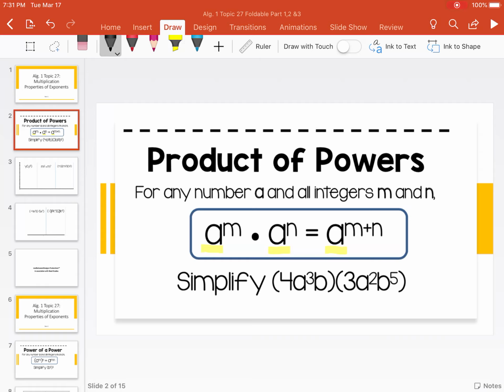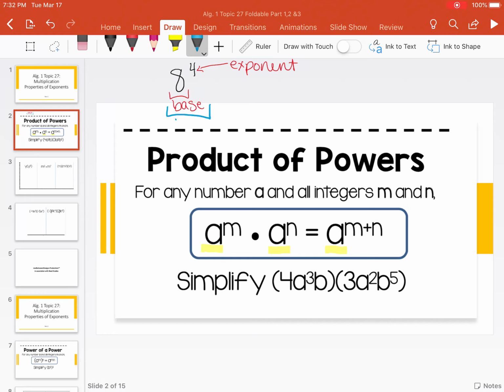And as a review, let's identify, well, what is a base? What's an exponent? What's it called? So if we have, let's say, 8 to the 4th, right here my base is my big number, it's 8. My exponent is my 4. And all together, both of these, this is called the power. I've got the power.